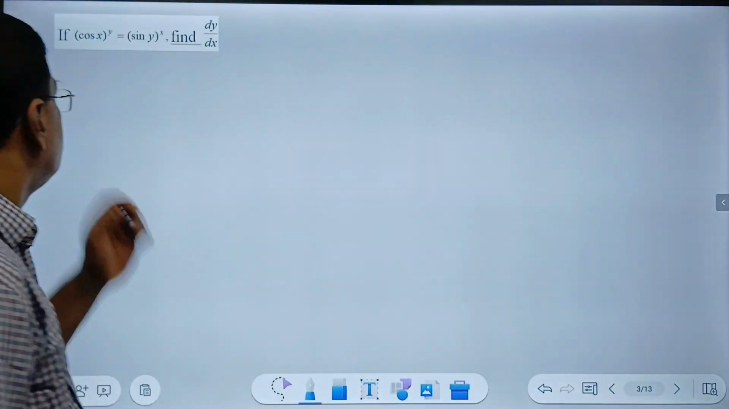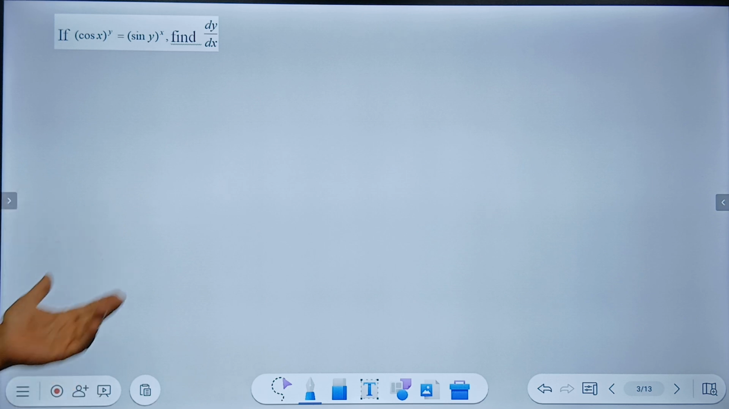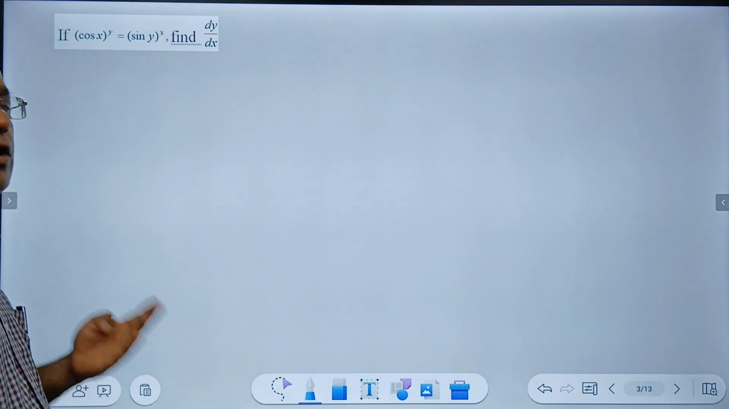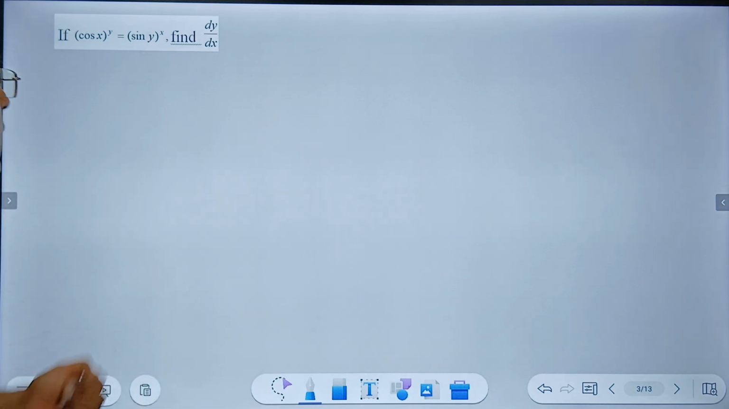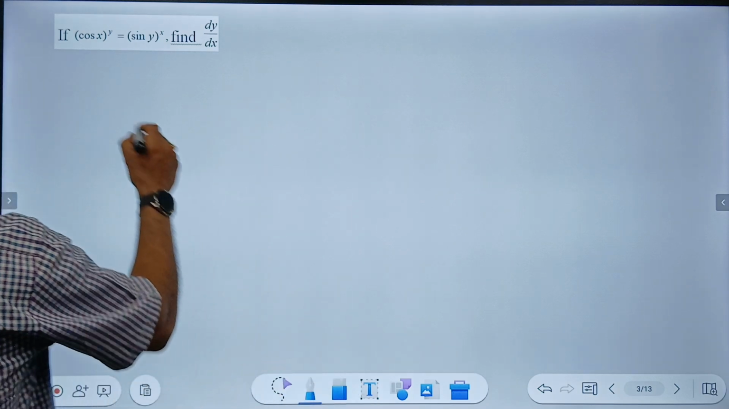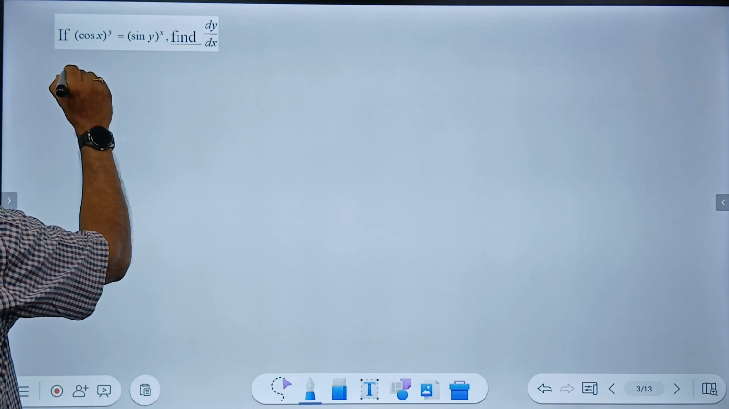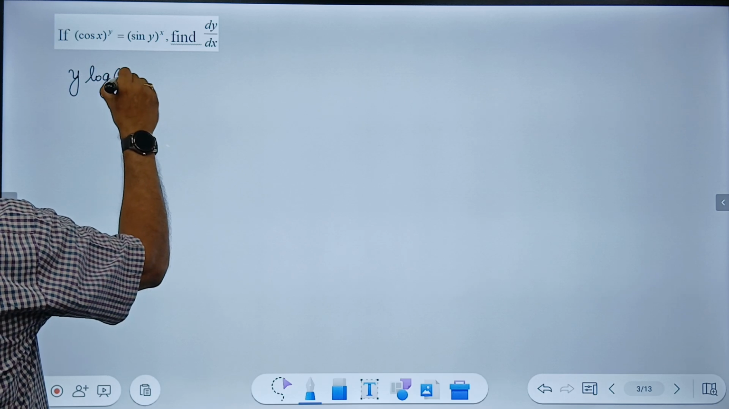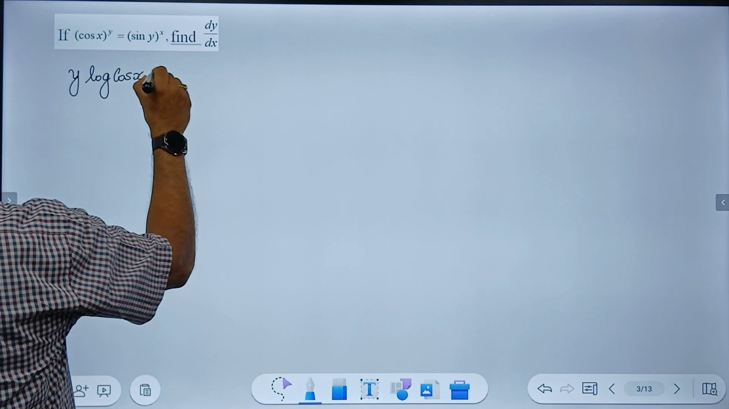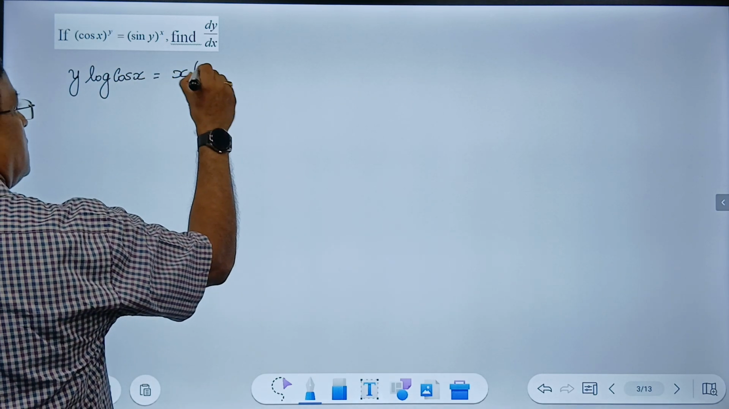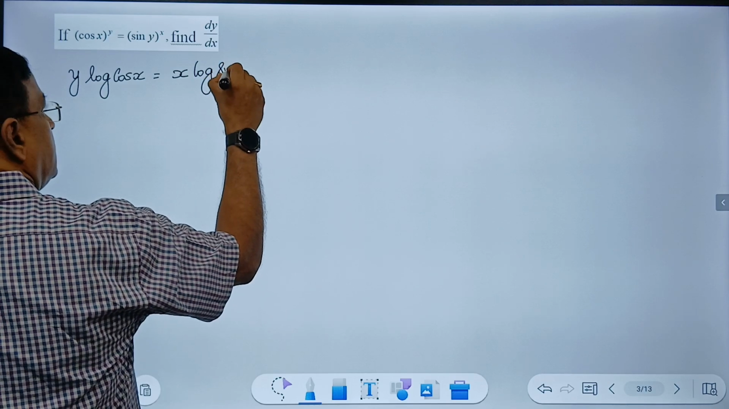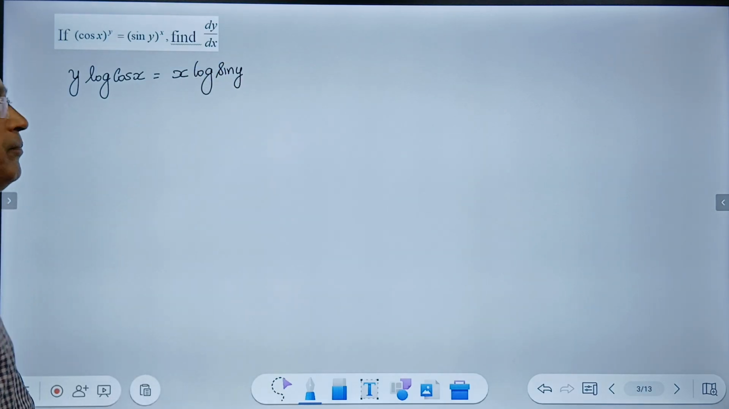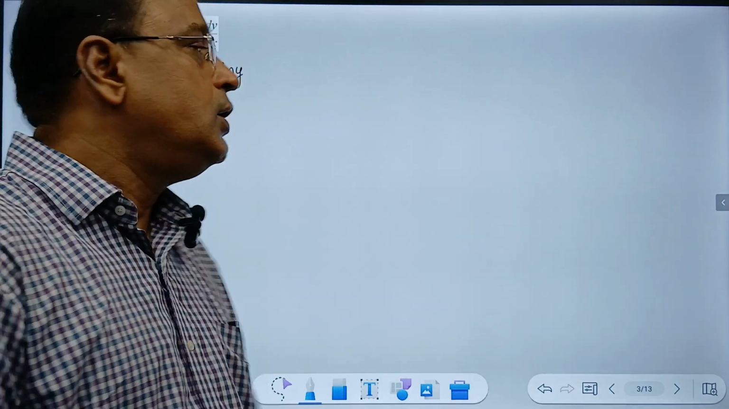Let's do the next one. It is exactly similar to the previous problem. Instead of x you have cos x, instead of y you have sin y. It's the same procedure, so let's try this. Take log on both sides. What will I get? I get y log cos x equal to x log sin y. So that's done. Now I'm going to differentiate.